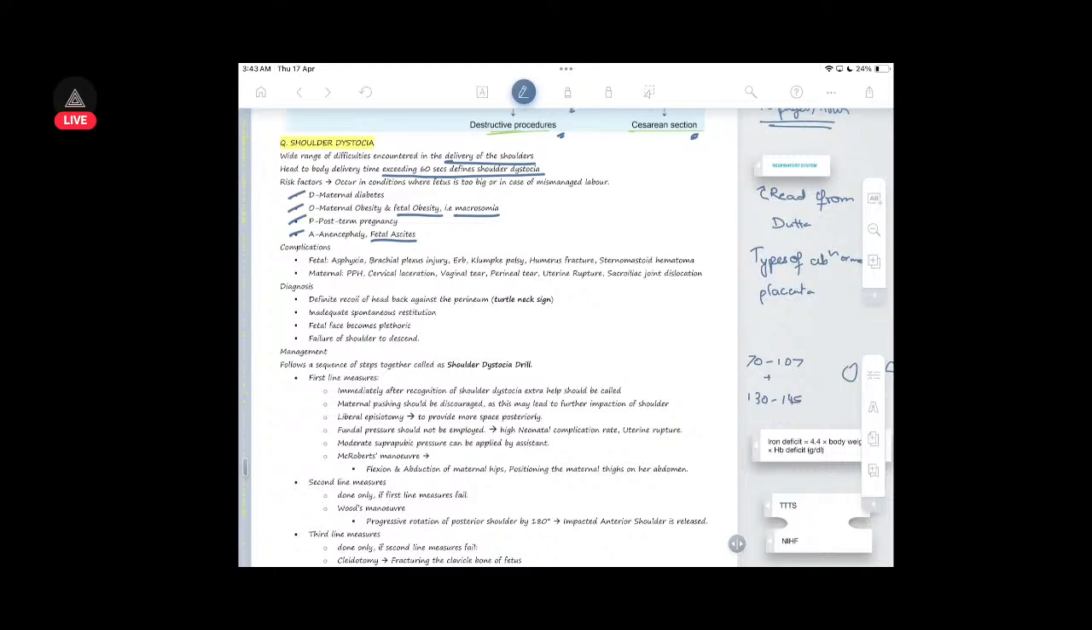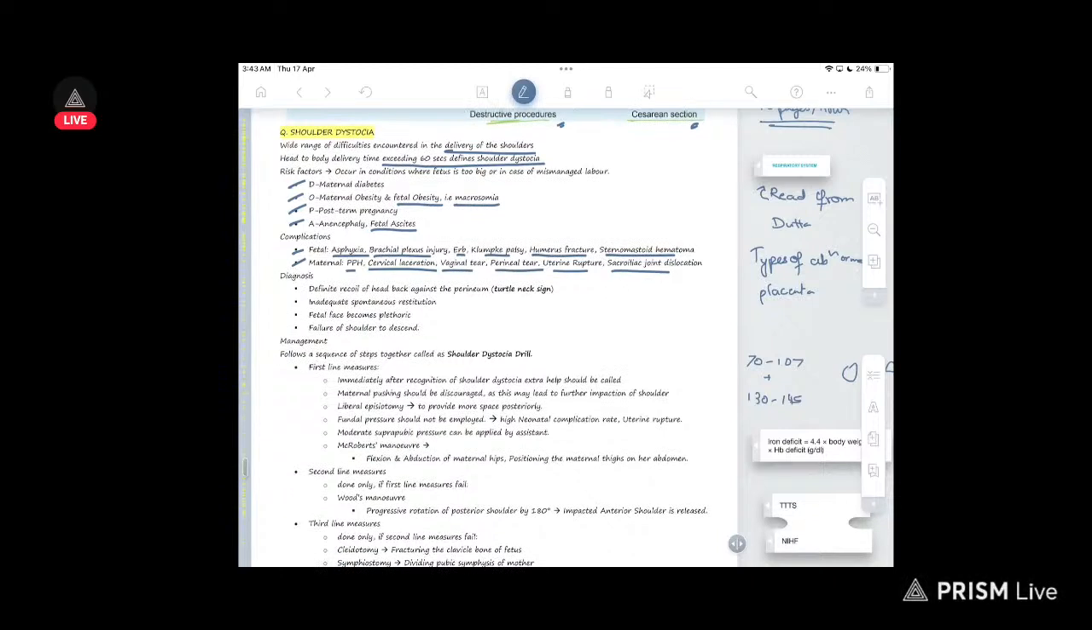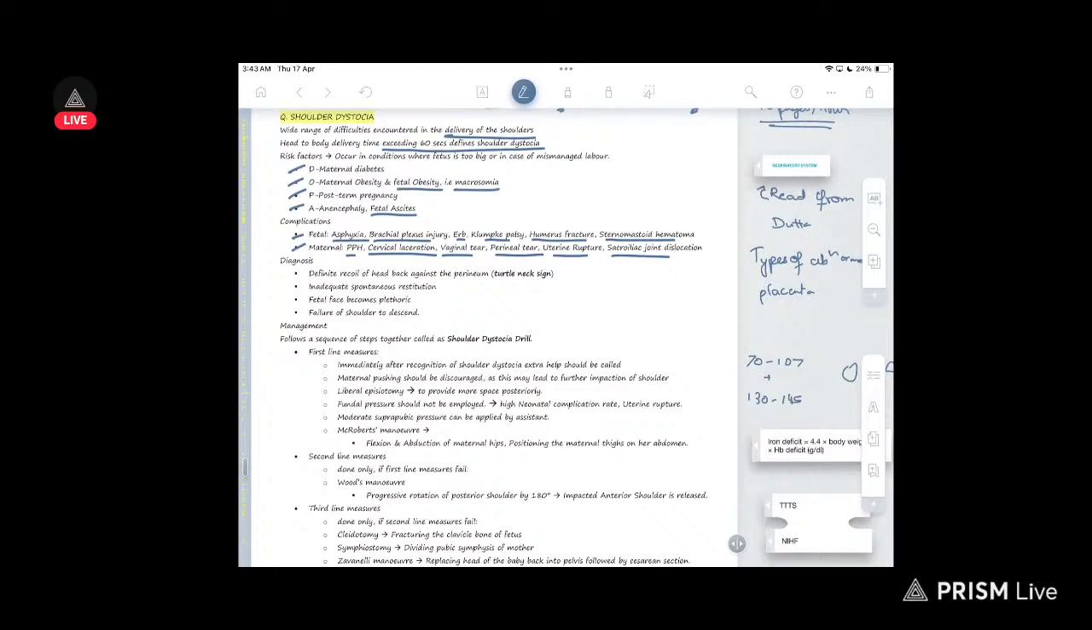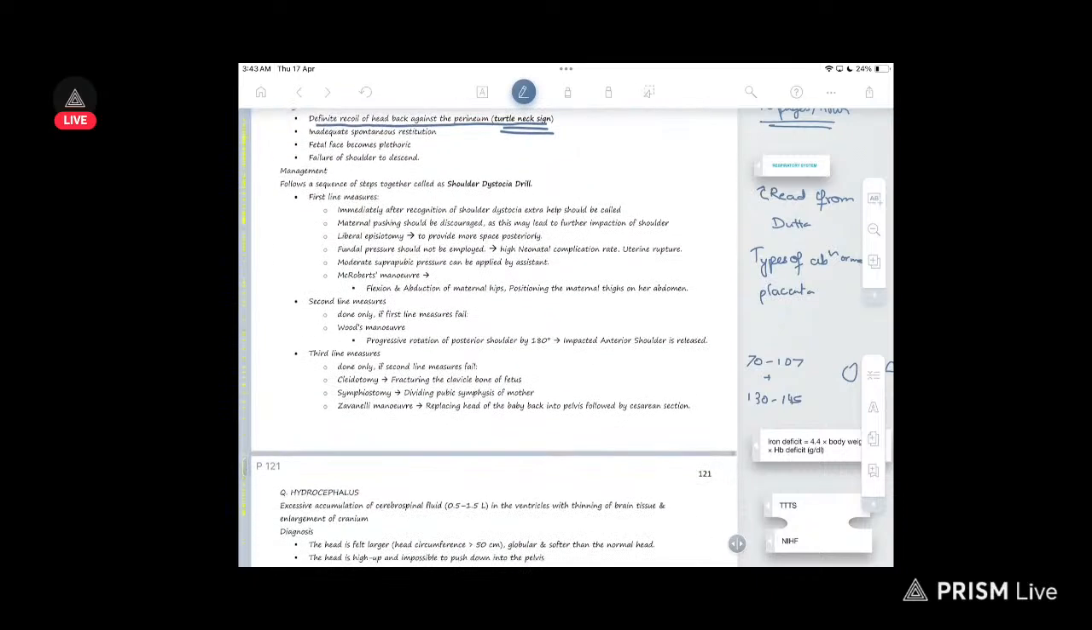So complications: you have fetal asphyxia, brachial plexus injury, Erb's, Klumpke's palsy, humerus fracture, and sternocleidomastoid hematoma. Maternal features: you will have postpartum hemorrhage, cervical laceration, vaginal tear, perineal tear, uterine rupture, sacroiliac joint dislocation. Then diagnosis: you see recoil of the head against the perineum, turtleneck sign. Inadequate spontaneous restitution, fetal face becomes plethoric, and failure of shoulder to descend.